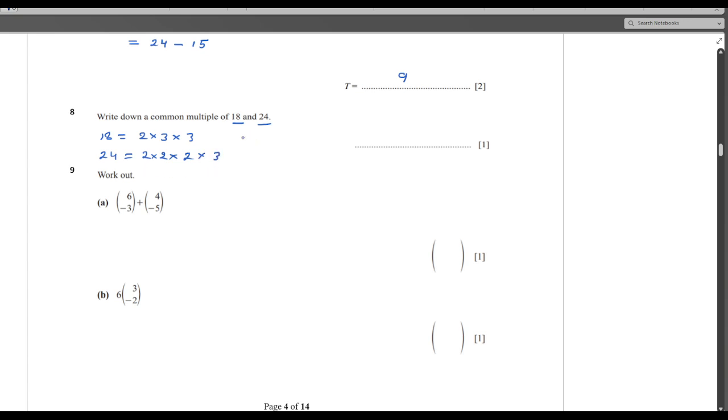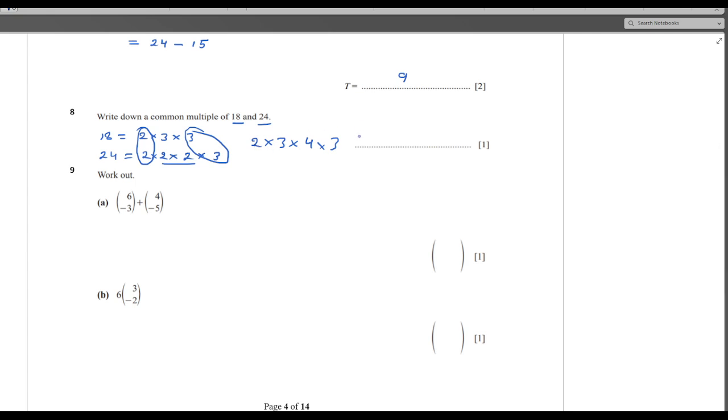Okay, now your LCM will be, you will see this is one pair and this is one pair, so you will write 2 times 3 and then whatever is remaining. So 2 times 2, 4 is remaining, times 3 is remaining. So 3 times 2, 6, 6 times 4, 24, 24 times 3, so 3 4s are 12, and 3 twos are 6 plus 1, 72. Okay, so 72 is one common multiple. Like this, you can write any other higher common multiple.